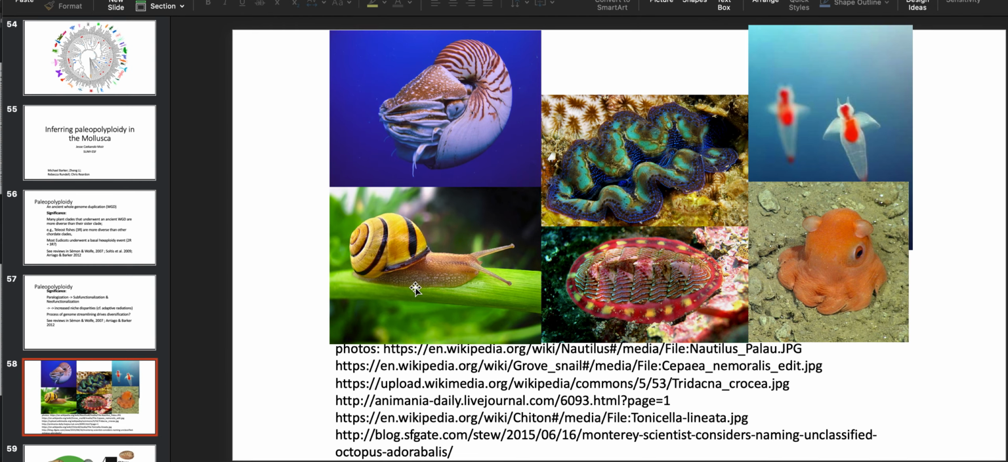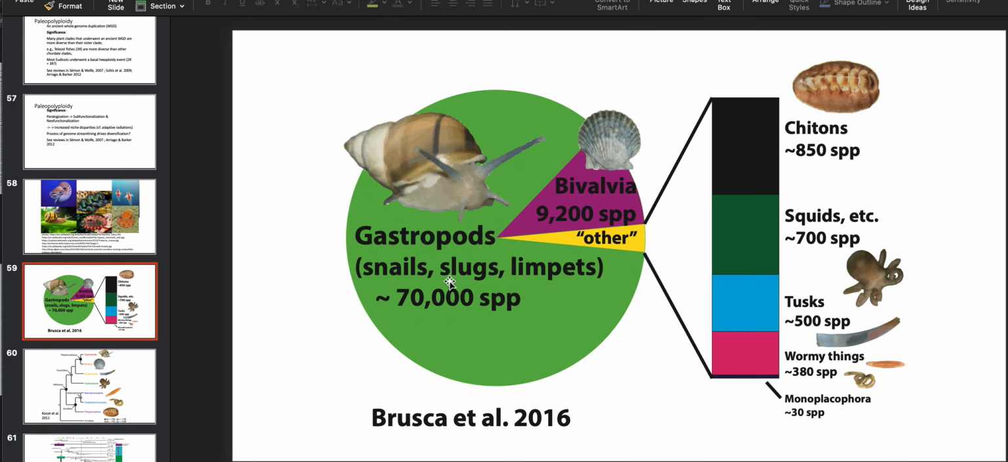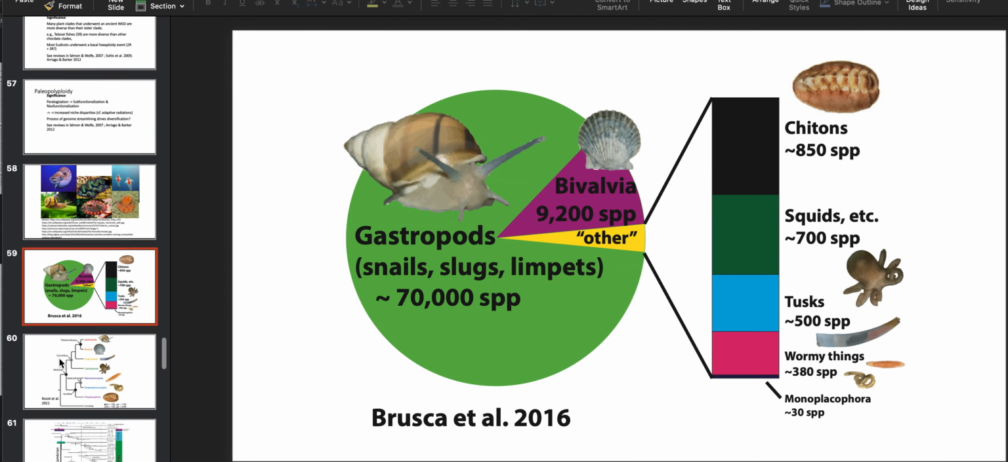For those of you who haven't taken invertebrate zoology, mollusks are actually pretty diverse as an animal phylum. There's a lot of them. If you're an entomologist, you're not impressed by the number of mollusk species in the world. But if you study pretty much anything else, you should be fairly impressed. There are more gastropod species, which are snails, slugs, and limpets, than there are vertebrate species, for example.